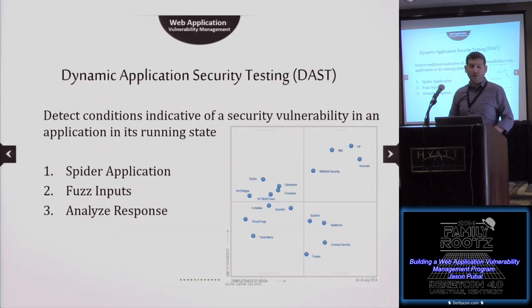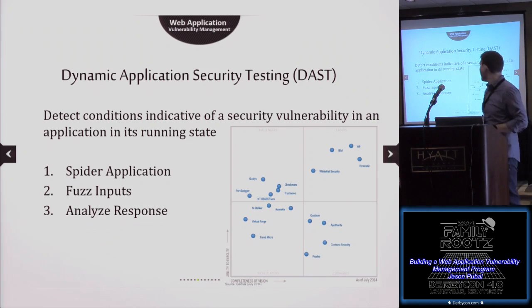The primary tool is a dynamic application security testing tool. What DAST tools do is you give it a URL and it spiders the application. It follows link after link, finds all the pages, finds all the inputs, and then after it has everything, it starts to fuzz those inputs. It throws some attack traffic at it. And then based on what it gets back, it can tell if the application is vulnerable to that or not.